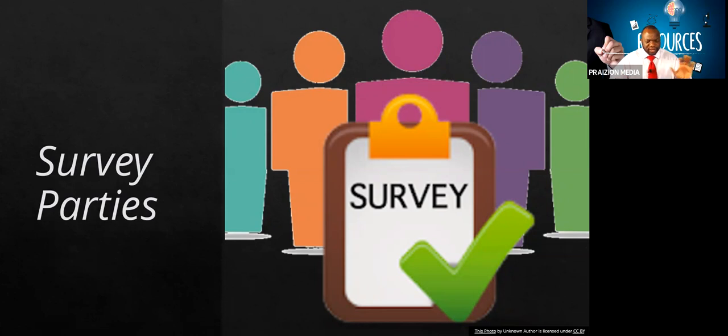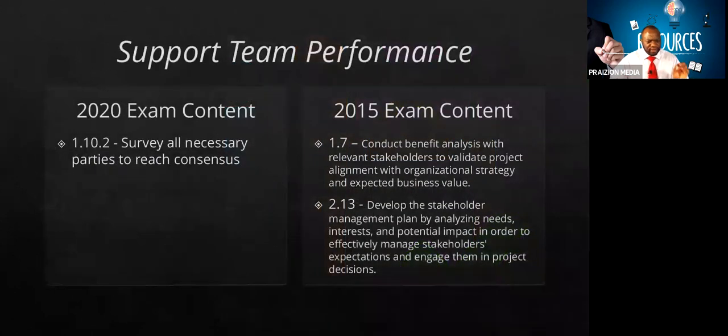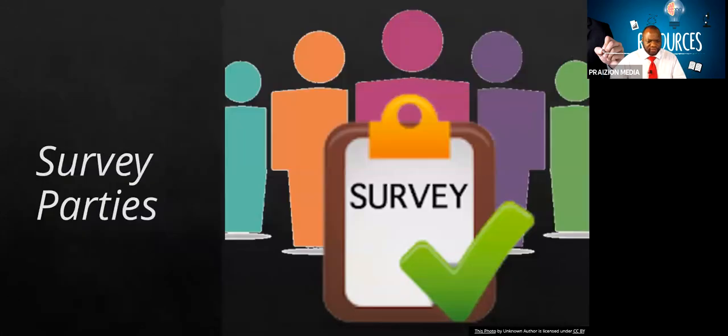But the boss doesn't want to hear it's a bad job they're doing. The boss knows they're doing a bad job. That's not good. We don't want to do that. We want to do this. Survey all necessary parties, be they stakeholders, be they team members, project management team, whoever it is. Just survey when you need to and get that information.